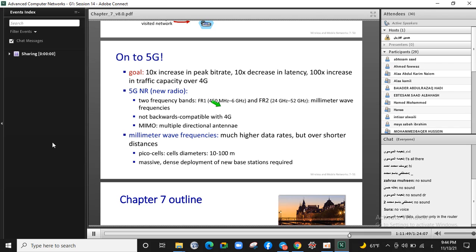Okay, this is the last slide of today's lecture. These days, we are moving to 5G technology. But what is the difference between 5G technology and 4G? The primary goal is this: an increase in peak bit rate over 10 times.